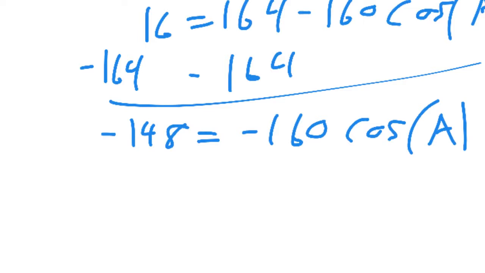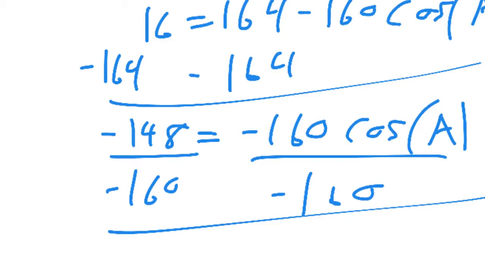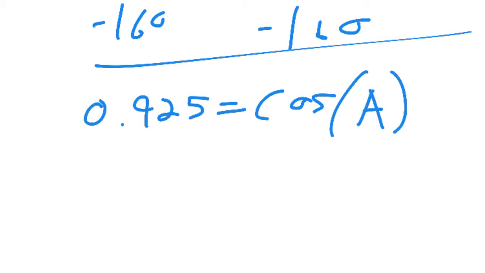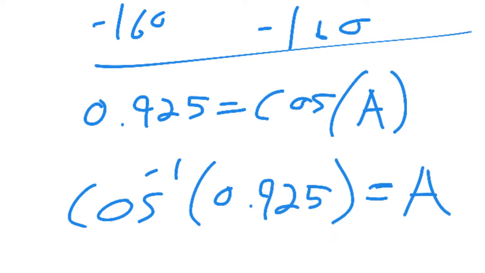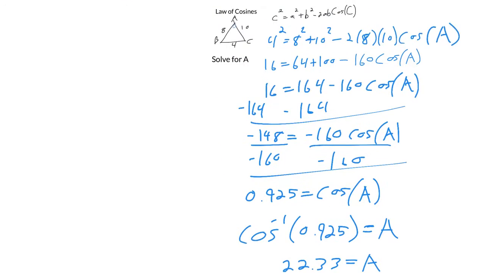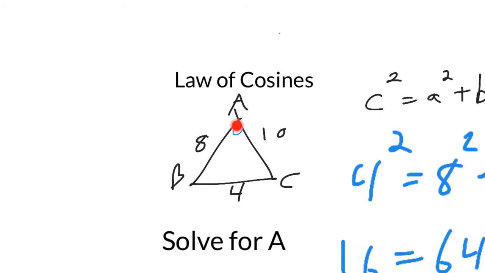And then I'm trying to get cosine A by itself because then I can get A by itself using an inverse cosine. So negative 160 is being multiplied to cosine. I'm going to divide by negative 160. And then the last step, you need to get cosine A by itself. So use cosine to the negative first of both sides, the inverse cosine. And then you just need to calculate for that part. So there we got what A is, about 22.33 degrees for our answer. 22.33.